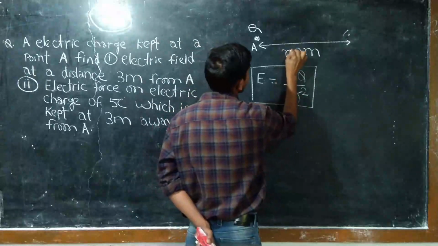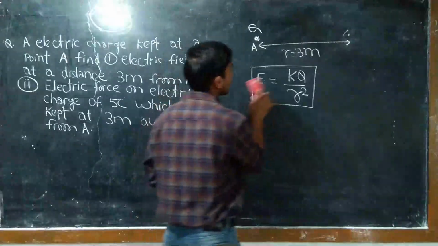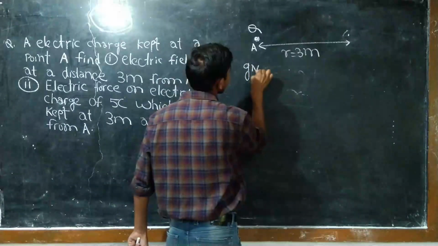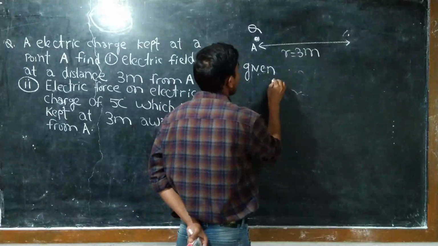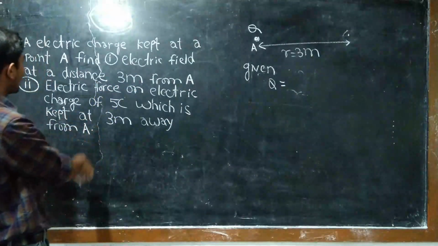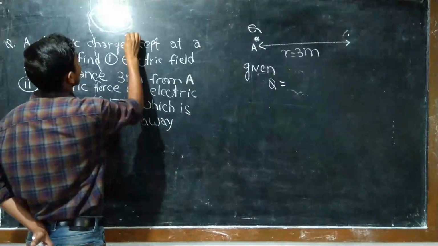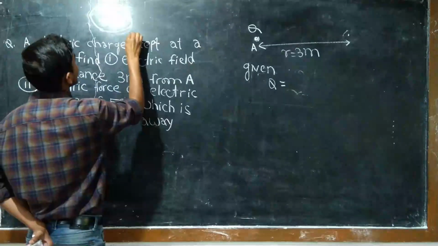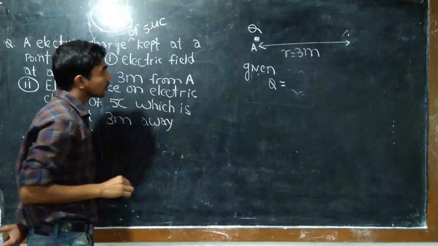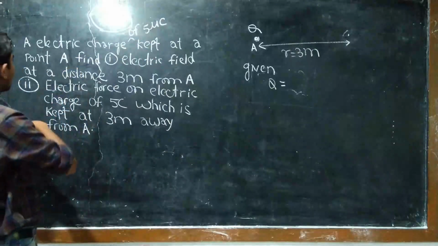So this is your R. In the question, what value is given? First I am going to solve question number 1. Given: Q is equal to how much? You are able to find Q. An electric charge of 5 microcoulomb, sorry, I have to write here, an electric charge of 5 microcoulomb is kept at a point A.